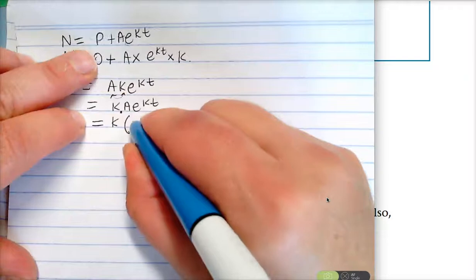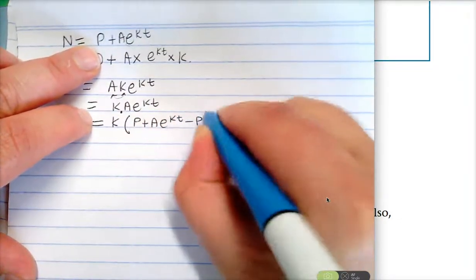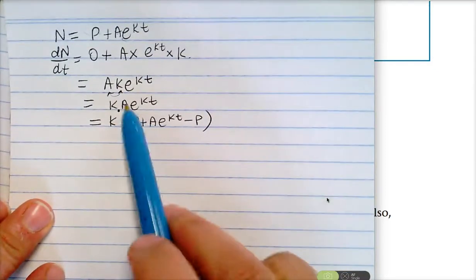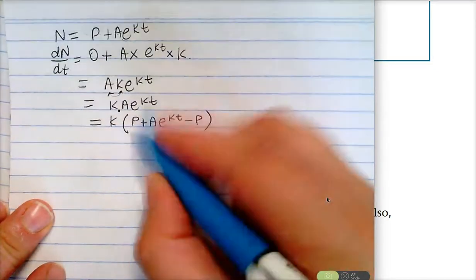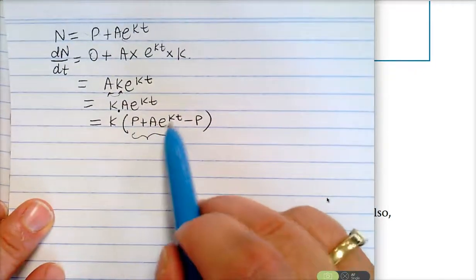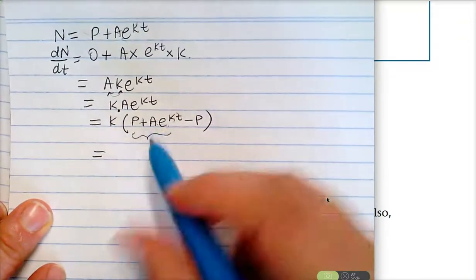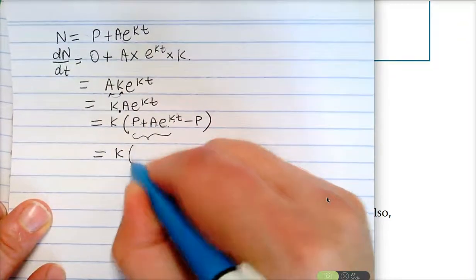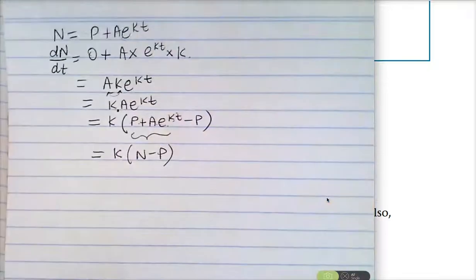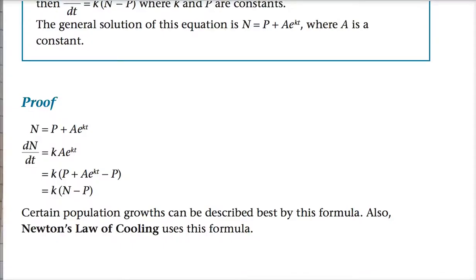But they're doing it like this: p plus ae to the kt, minus p. Are you okay with that? Why? Because that's what n is. So it's p plus ae to the kt, minus p. n happens to be p plus ae to the kt, which gives k times (n minus p). That's what they've done when they go like this. I'm going back to the other.